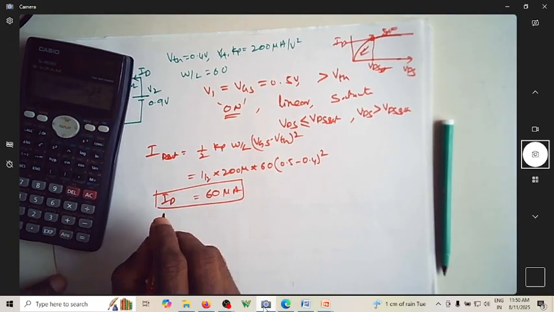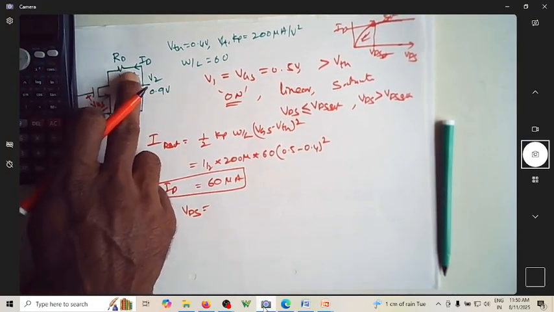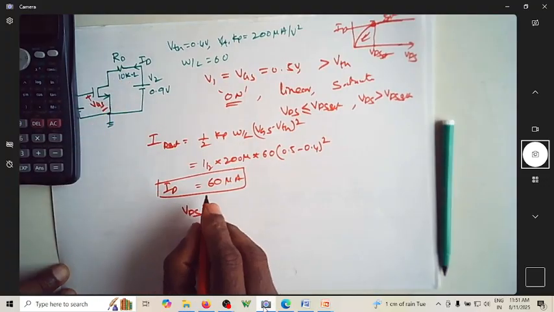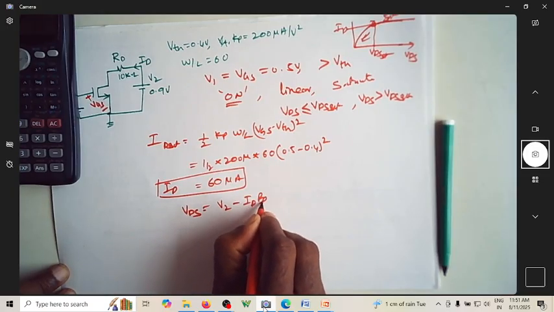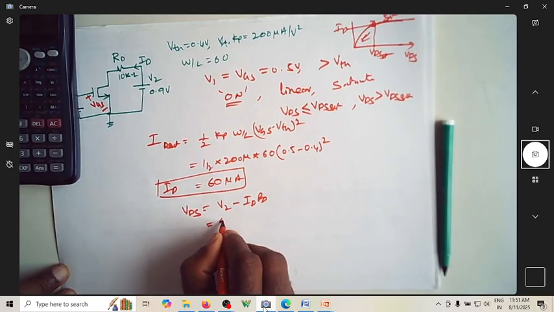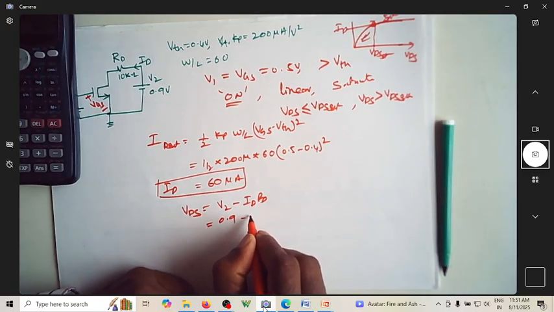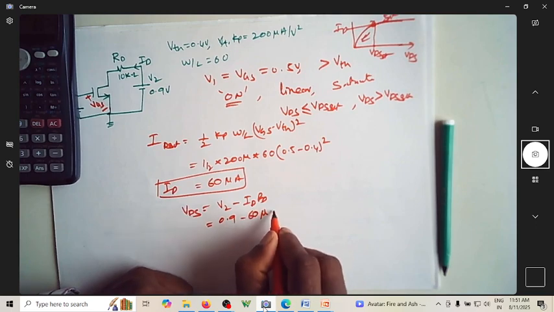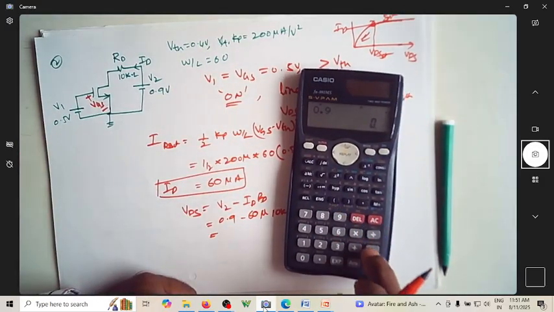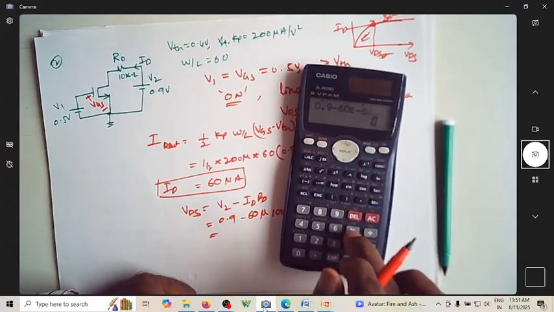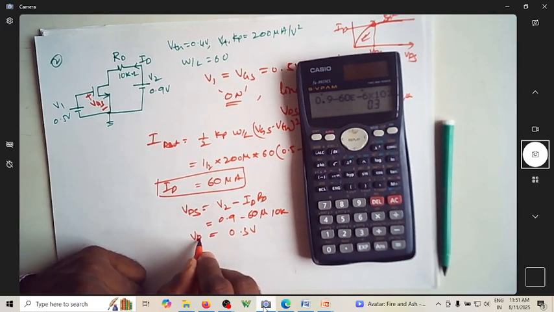Now if this much current flows, let us find VDS. From Kirchhoff's voltage law, we can write VDS is equal to V2 minus ID into RD. So how much is V2? This is given as 0.9, and ID is 60 micro, and RD is 10 kilo. So this comes out to be 0.9 minus 60 exponential minus 6 into 10 exponential 3. It is coming out to be 0.3 volt. So this is VDS.